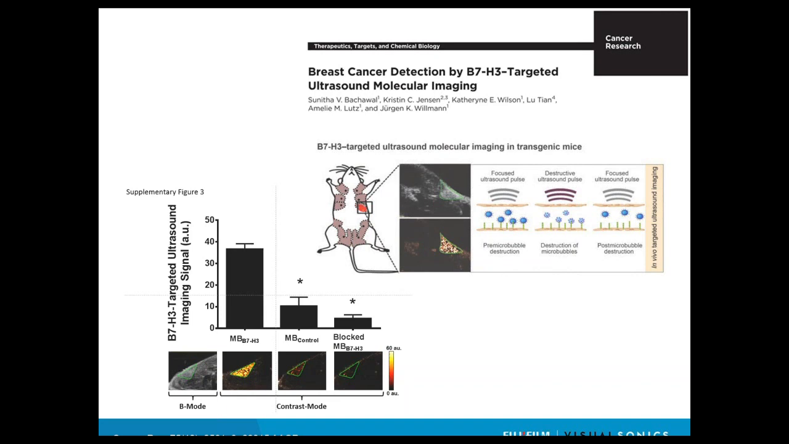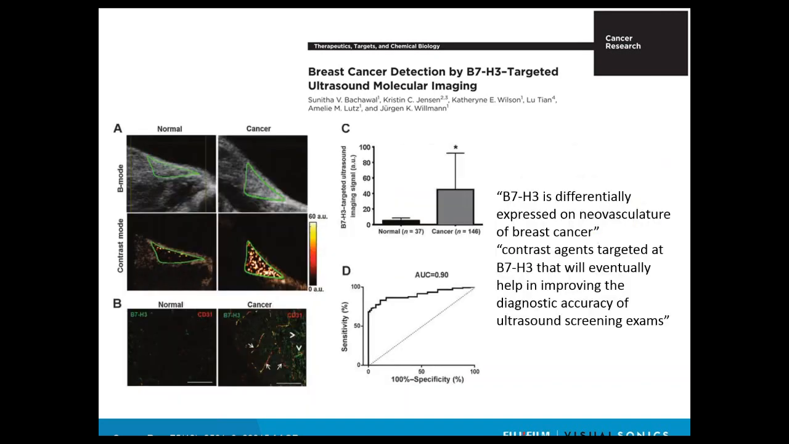And in the last step, they imaged about 180 mice and found that in comparison to normal mice, B7H3 expression is greatly enhanced in these mice having breast cancer. So they think that in the long run, this could really help to improve the accuracy of diagnostic ultrasound screens also in the clinic, if you not only do an ultrasound screening, but get the molecular information for B7H3 on top of that.